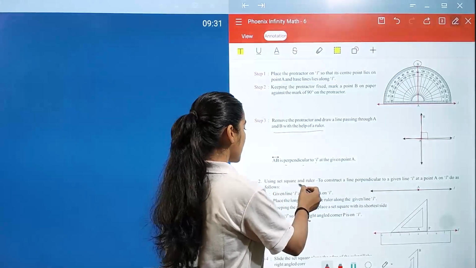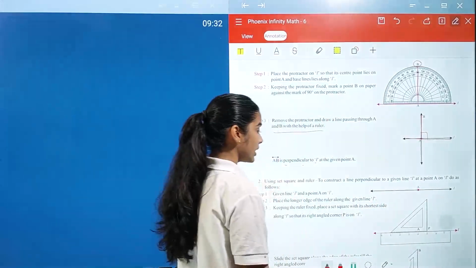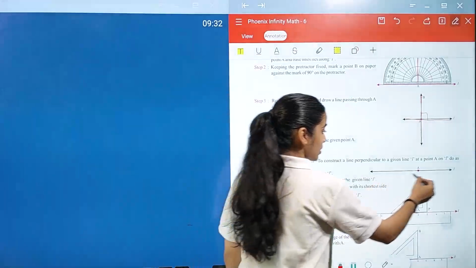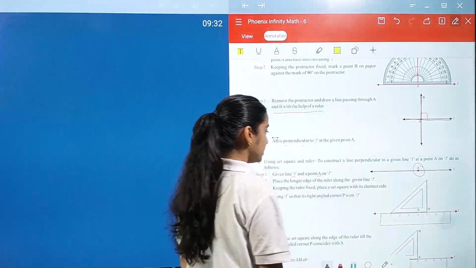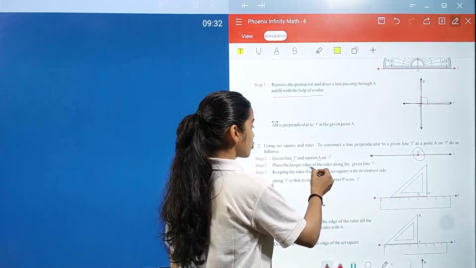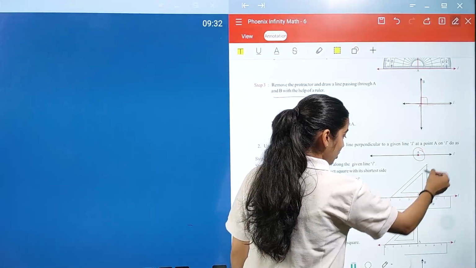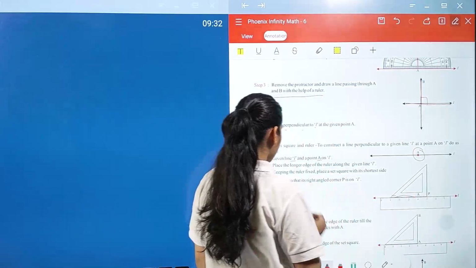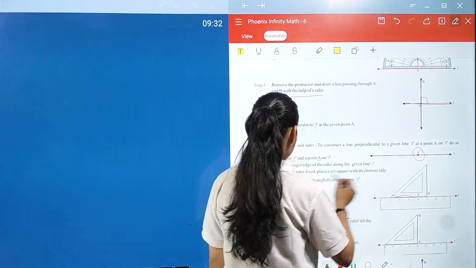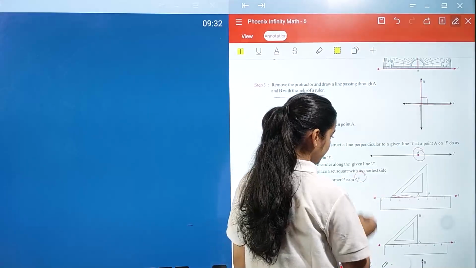Now, using a set square and ruler to construct a line perpendicular to a given line L at a point A on L, do as follows. Given line L and a point A on L. So this is your given line, and you have a point A given on the line. Place the longer edge of the ruler along the given line L. Keeping the ruler fixed, place a set square with its shorter side along L so that its right angle corner lies on L.